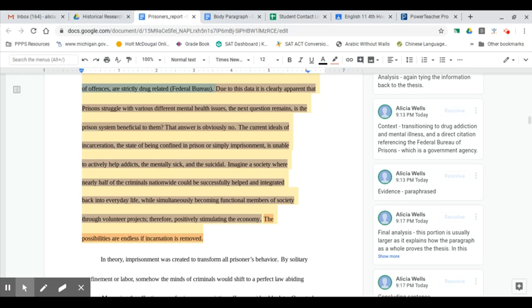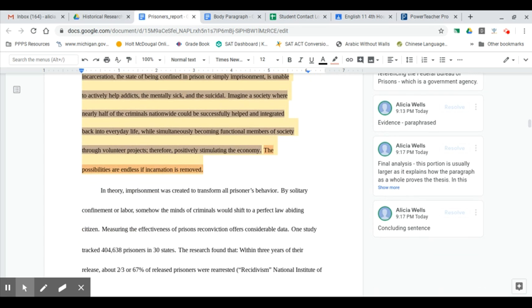She goes back to the issue of psychology, addiction, mental illness, and suicide, and then she connects it to the issues of whether prison, and her argument is that prison is not beneficial for the incarcerated or the taxpayers, and she gets back to the issue of the economy. So she ties back all three issues within her thesis in this final analysis. Then she gives us her concluding sentence, which is simple and works to sum it up. The possibilities are endless if incarceration is removed. And then you could go through and see the same pattern all the way through this paper.